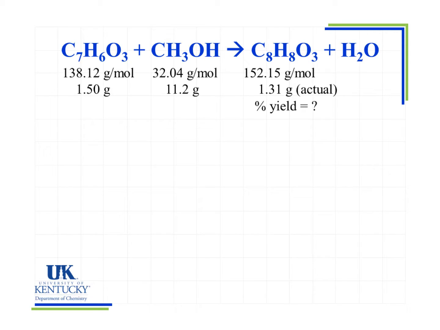Now we're trying to find percent yield, which means we need to know the actual yield and the theoretical yield, and that's what we're going to have to actually calculate first. Remember that we're dealing with the amounts of two different reactants, and we don't know which one we're going to run out of first, so we have to solve this as a limiting reagent problem, which means we're going to have to do two calculations. First, we're going to assume that C7H6O3 is limiting, and that it's going to determine the maximum amount of product that can be made.